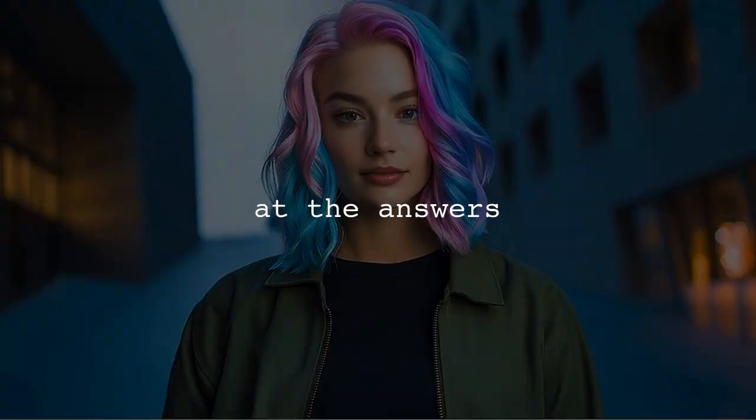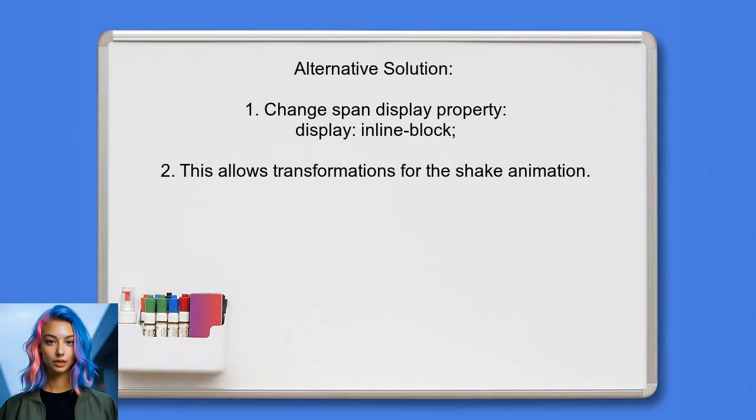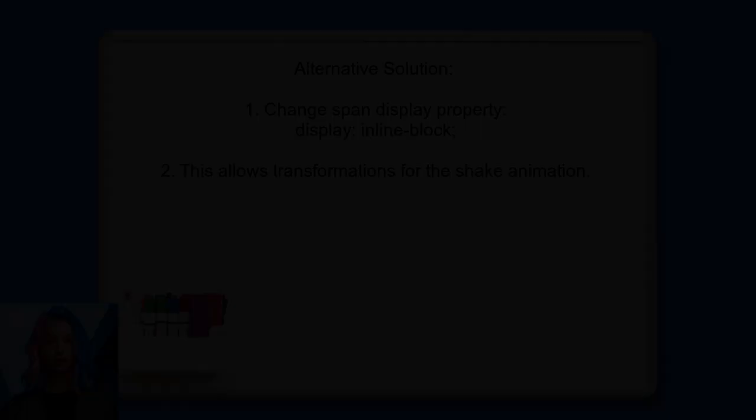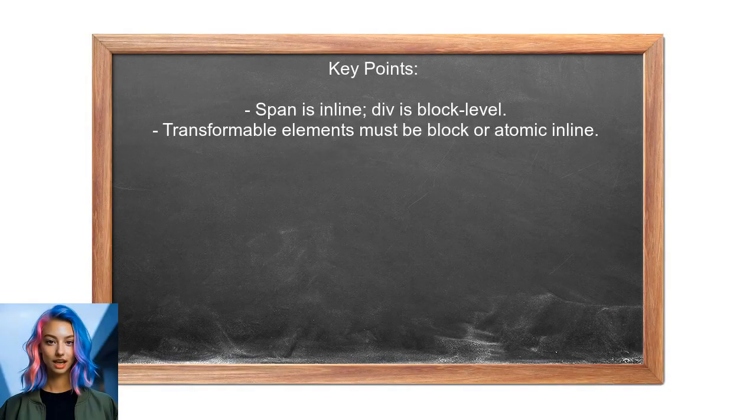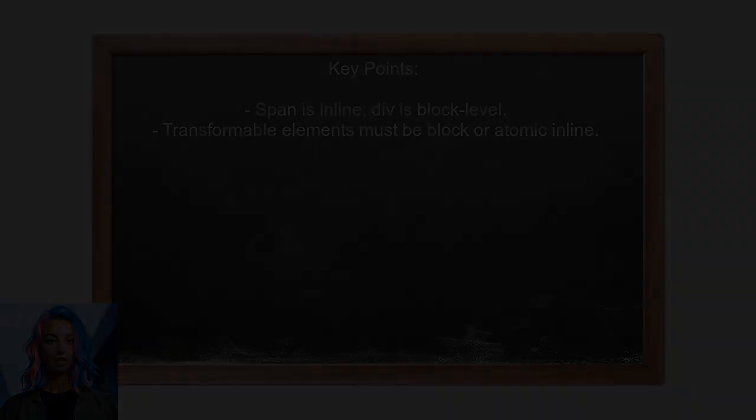Now, let's look at the answers provided by other users. An alternative approach shared by another user suggests that the span element is inline by default, which prevents it from performing transformations. To enable the shake animation, you should add display: inline-block to the span or the animation class. The user also explains that transformable elements must be either block level or atomic inline level elements. The span element is inline, while div is block level, which is why the animation behaves differently.